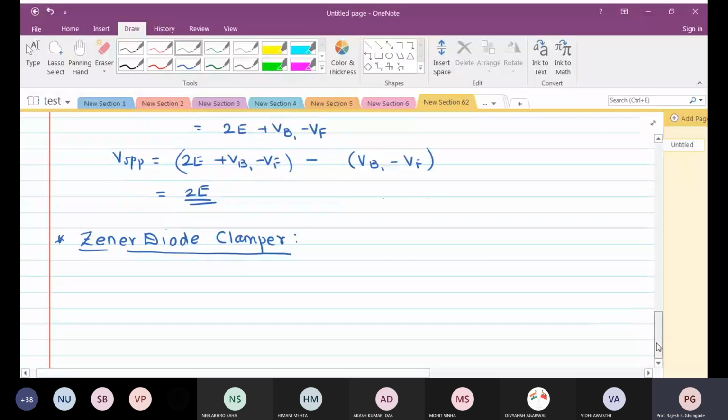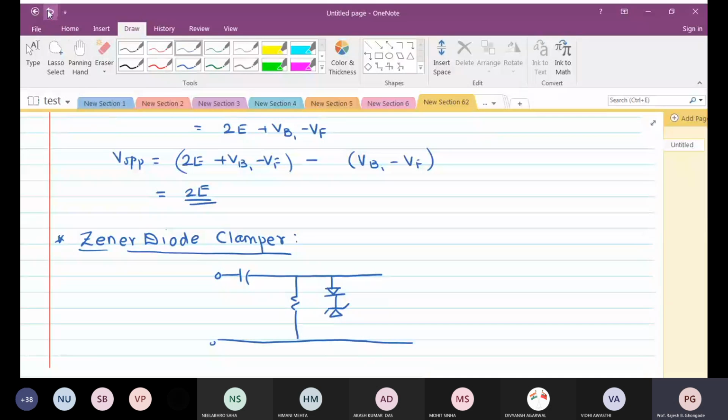Okay. Now it works very similar to the biased clamping, except that we don't require an external bias. If you look at this, the operation will be exactly the same as that of the positive and negative bias clamps. So we have a diode here, and interestingly, we have a Zener diode like this.